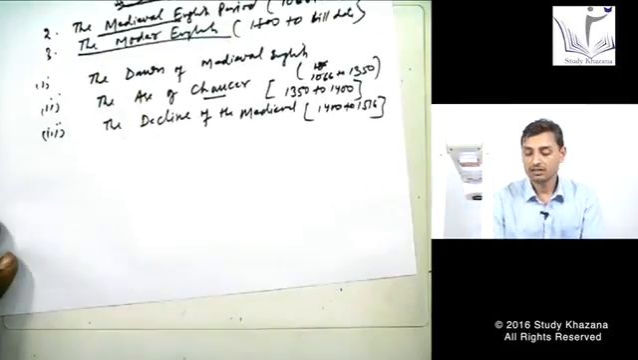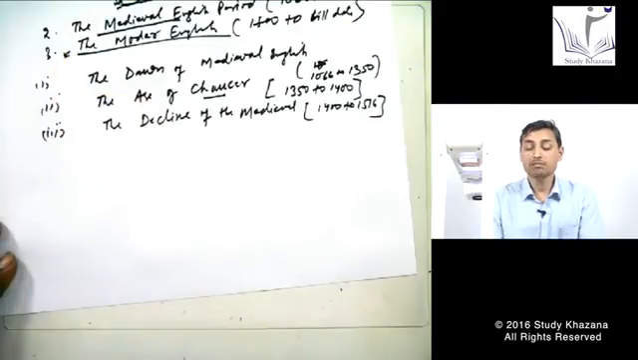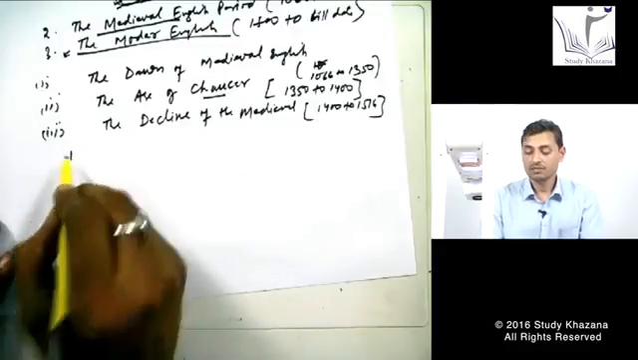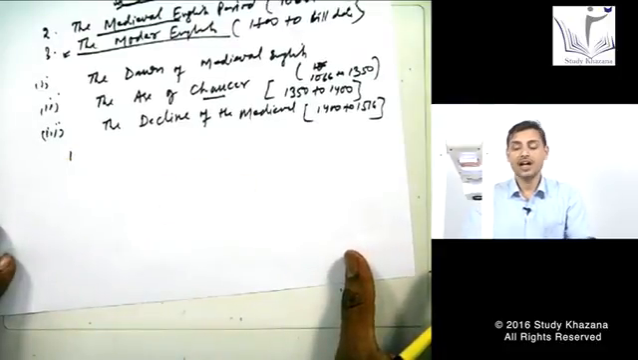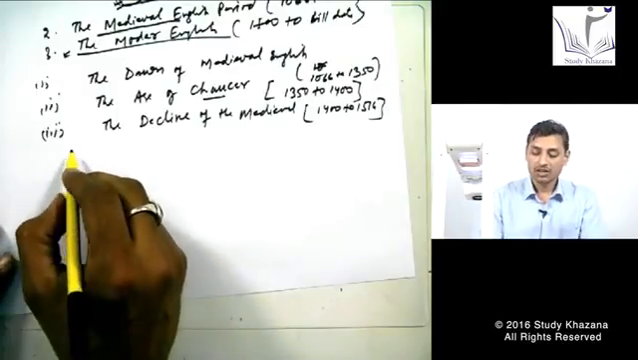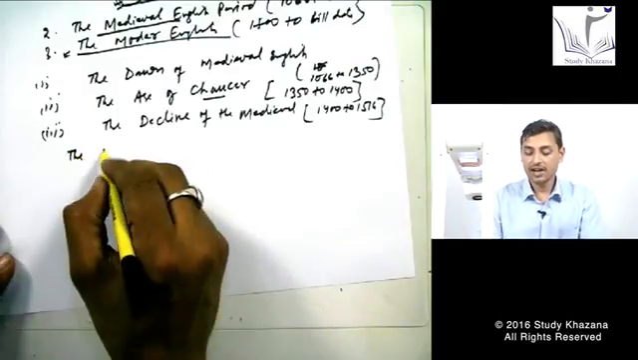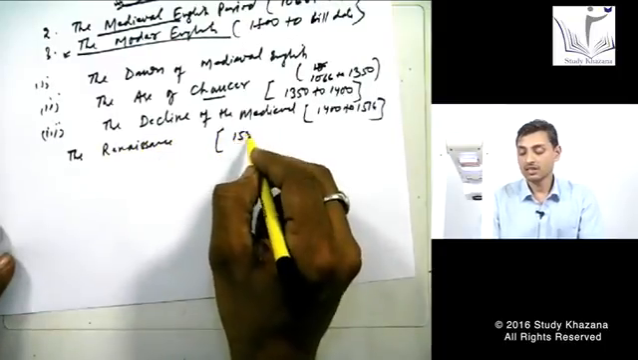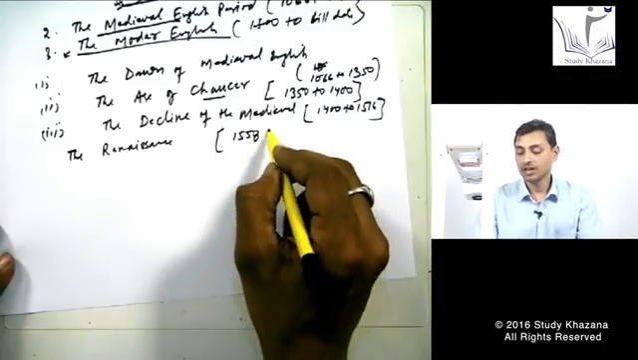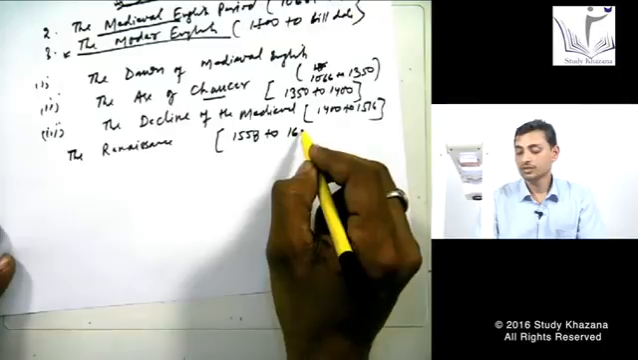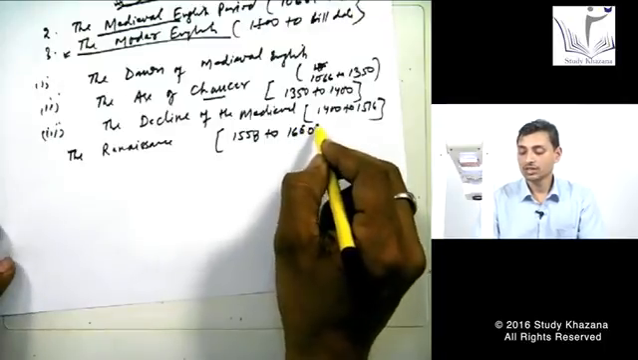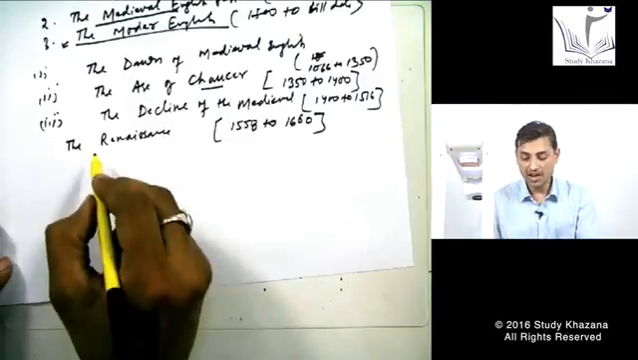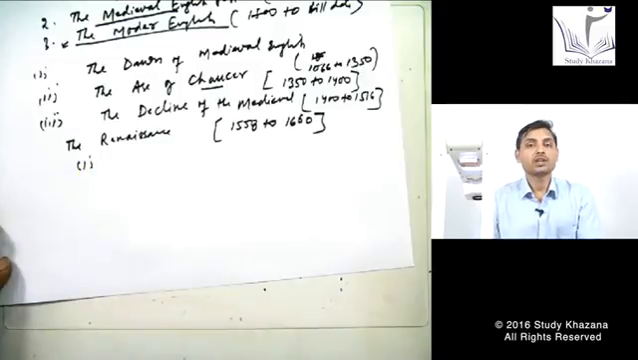And the third important classification of the period of English literature is the modern English. This starts with 1500 and continues till date. The very first thing in this regard that I would like to discuss is the Renaissance. And the period of the Renaissance is from 1558 to 1660. Here I would like to sub-classify the period.